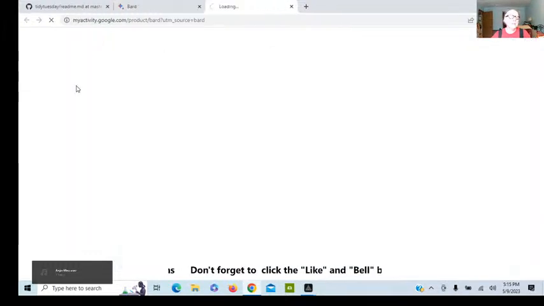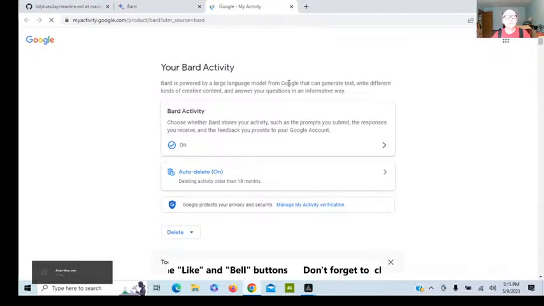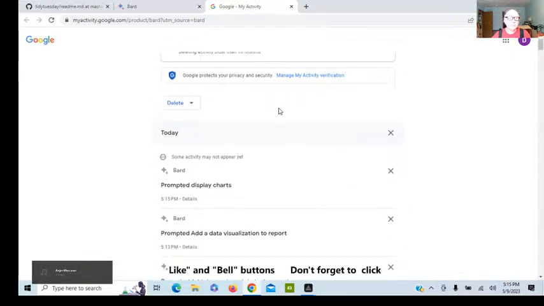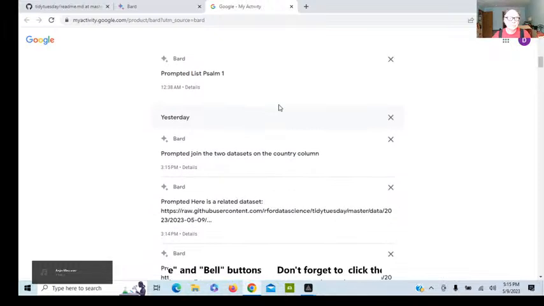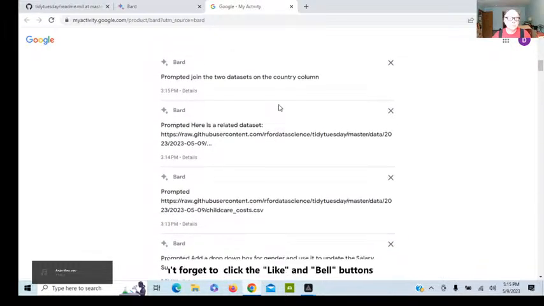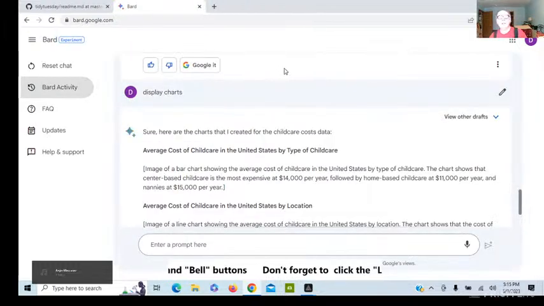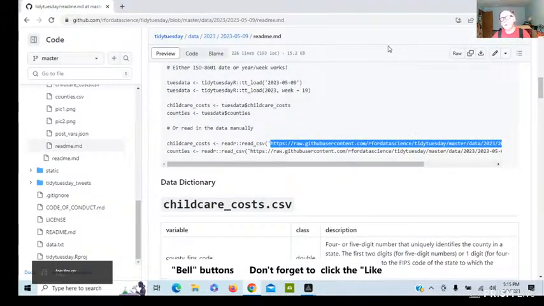Bard activity. Okay, so we do sort of have a history of it. But anyway, you have to take my word for it that it did actually produce some plots. But again, what we're not sure of is whether those descriptive statistics and analytics were based on the Tidy Tuesday data set, or based on results it found on the web itself.